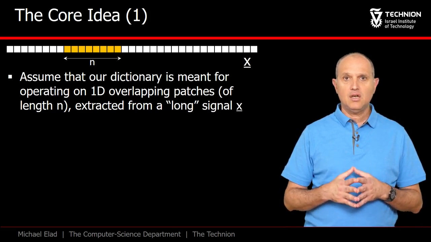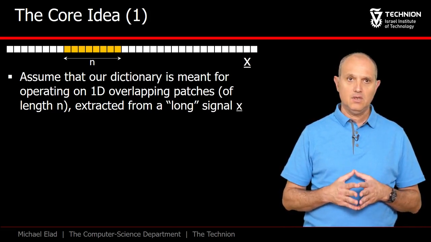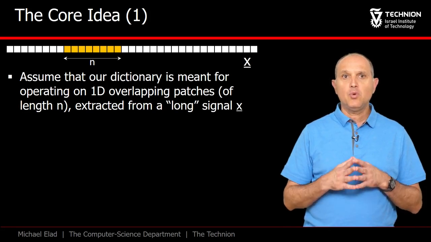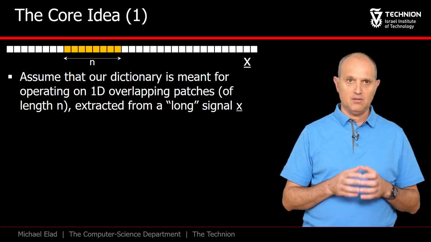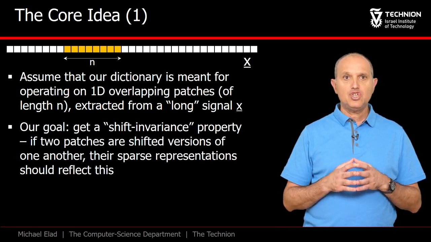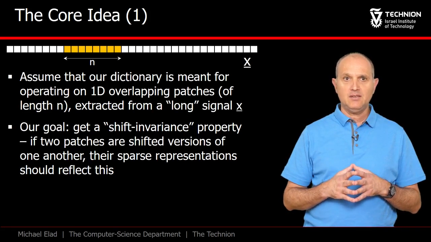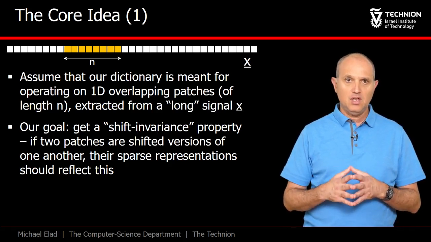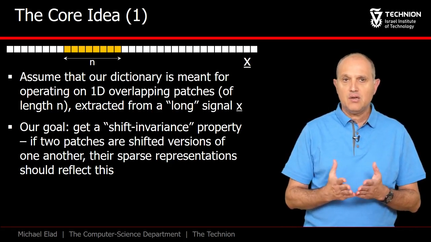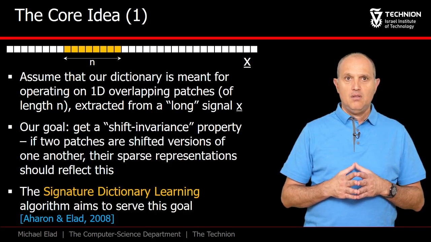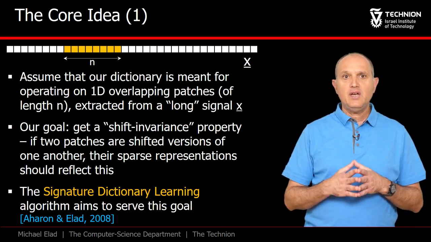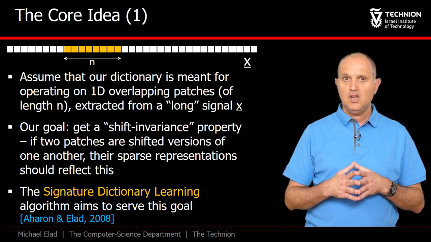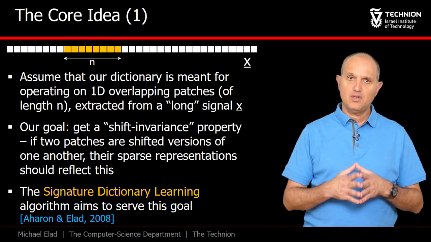So with this said, here is the core idea. X is a long signal that we plan to operate on. The dictionary we are after will be used to sparsely represent small patches extracted from this signal. We would like to get a shift invariance property, which means that if two patches are shifted versions of each other, their representations should reflect that somehow. The idea we are about to present trains a signature dictionary with exactly this ability. It was proposed in a paper by Aharon in 2008.